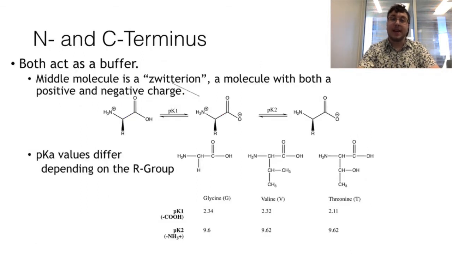So, both the amine of the N-terminus and the carboxylic acid of the C-terminus are considered weak acids, weak acid functional groups, and can act as buffers. The amino residue exemplifies what's called a zwitterion, which has a net charge of 0.